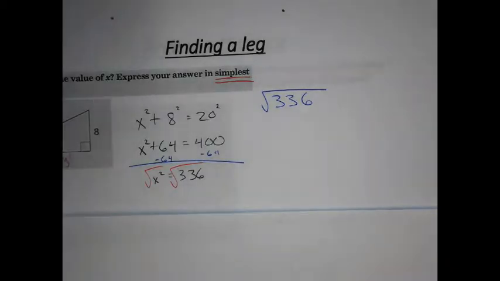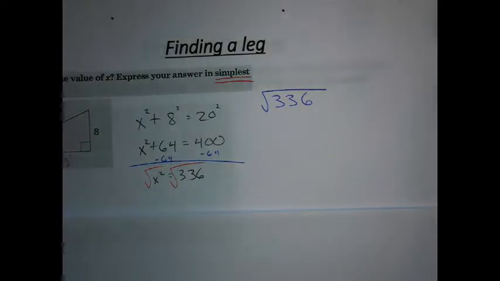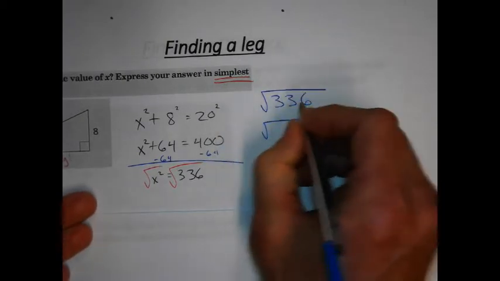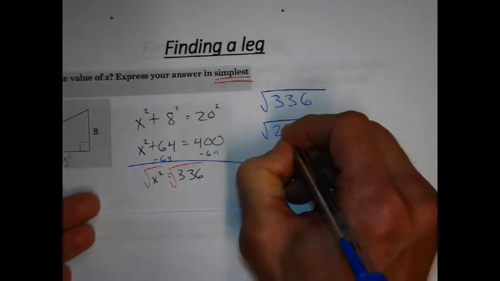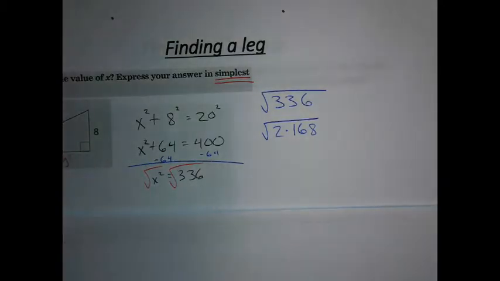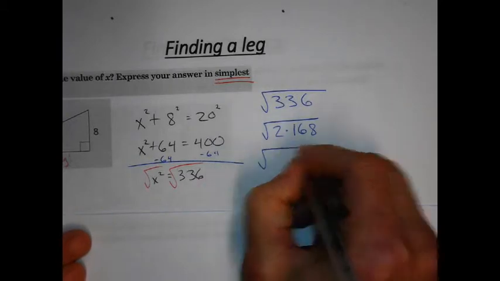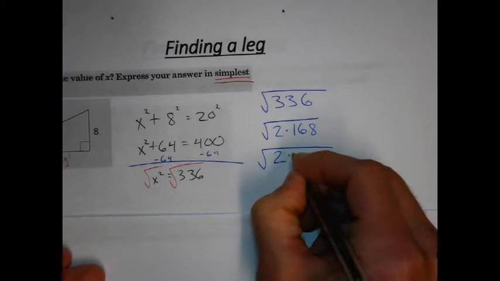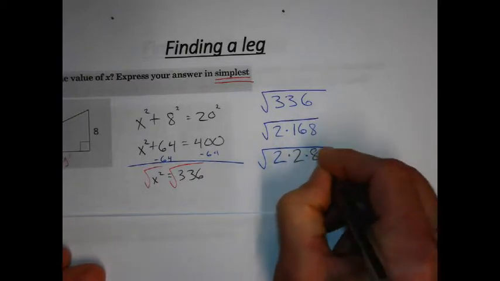Now, hopefully you see that 336 is an even number. Okay, so what can we do? We can divide it by 2. So what happens when we divide 336 by 2? We have 2 times 168. Now, what's interesting about 168 is that it too is divisible by 2. So we can divide 168 by 2. So we have the 2 from what we had started with. 168 is 2 times 84.